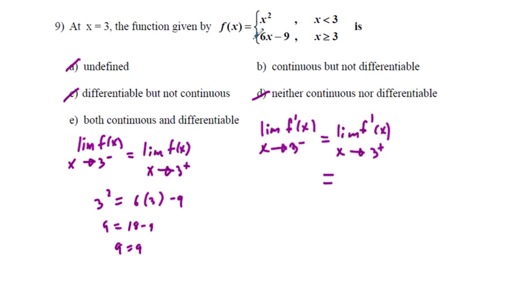And for that, we take the derivative of the left side, which is going to be, derivative of x squared is 2x. Now the right side, we're going to have 6. Right, derivative of 6x minus 9 is 6. And then we plug in 3 for x. So 2 times 3, 6. 6 equals 6. Check. So that we have differentiability also. So our correct answer is E.